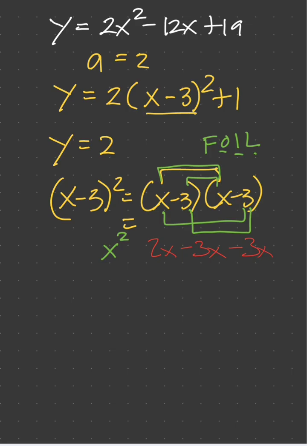Oh, you forgot x times x. You wrote 2x. What happened to you? It's x squared. You're tired? It'll be x squared.